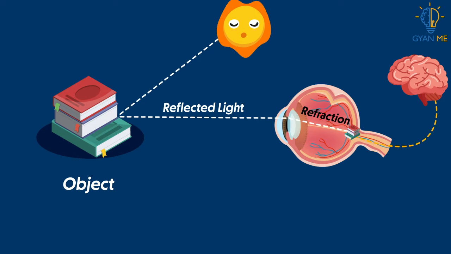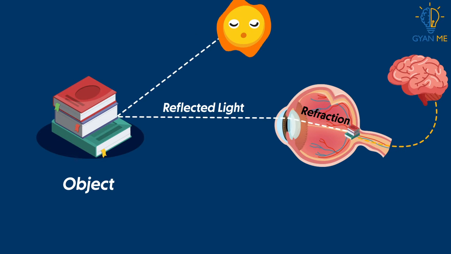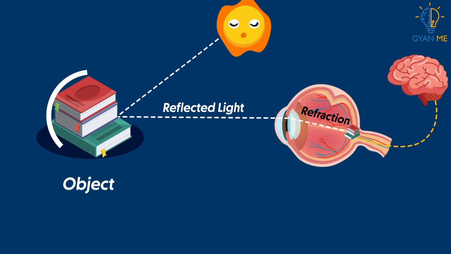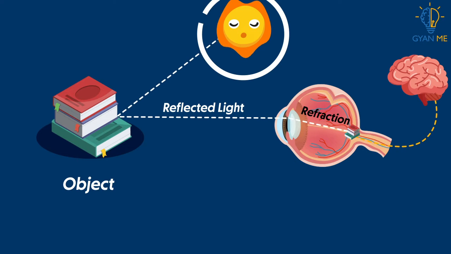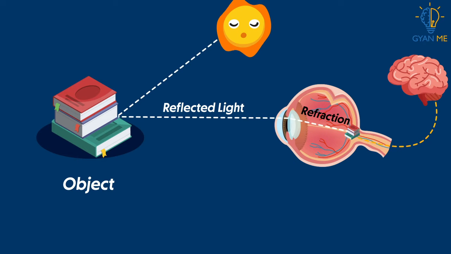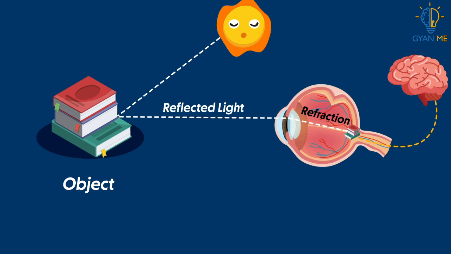Well, the answer is very simple: by reflection. Yes, indeed. These non-luminous objects reflect the light coming from the luminous objects, that is, the light source. Let me repeat it for you. We can see non-luminous objects because they reflect light from the luminous objects when it falls on them. This reflected light reaches our eye and generates sensations perceived by the brain.